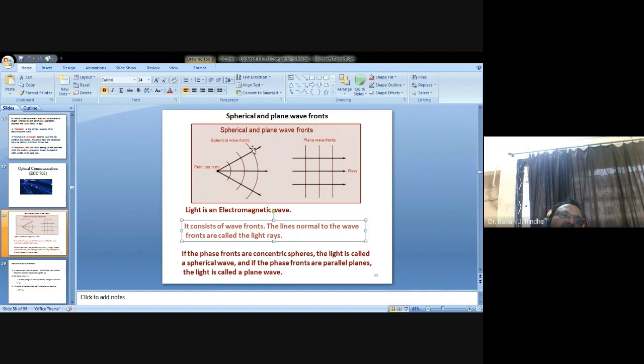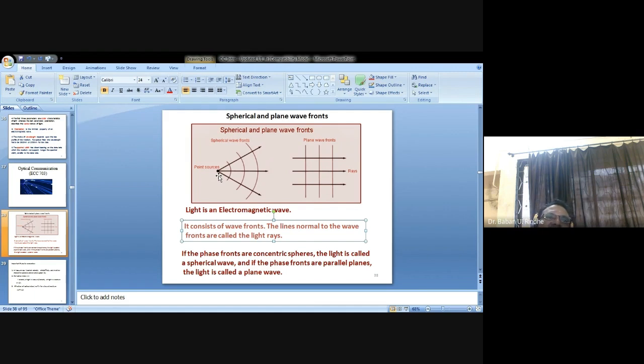Okay, we are passing from a single point source here. If there is more than a single point, separate rays are available. Suppose there are three sources, then three rays will pass. For example, it consists of wavefronts, and the lines normal to the wavefronts. These are the plane wavefronts, vertical. This is a spherical wavefront, because we are starting the emission of light from a single point source of light.